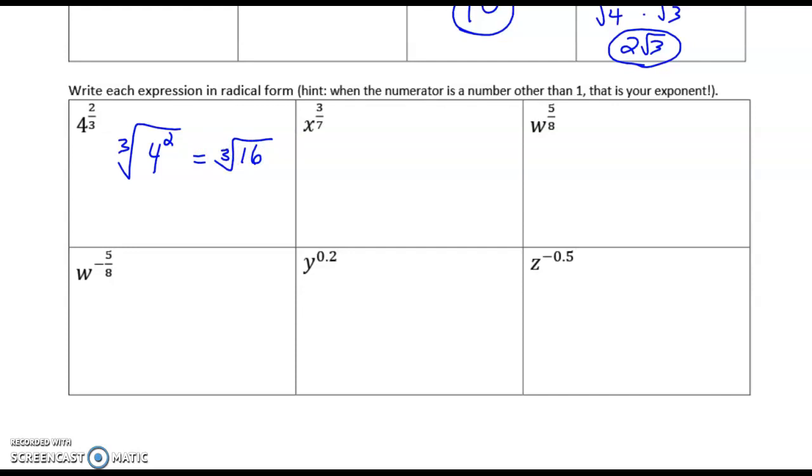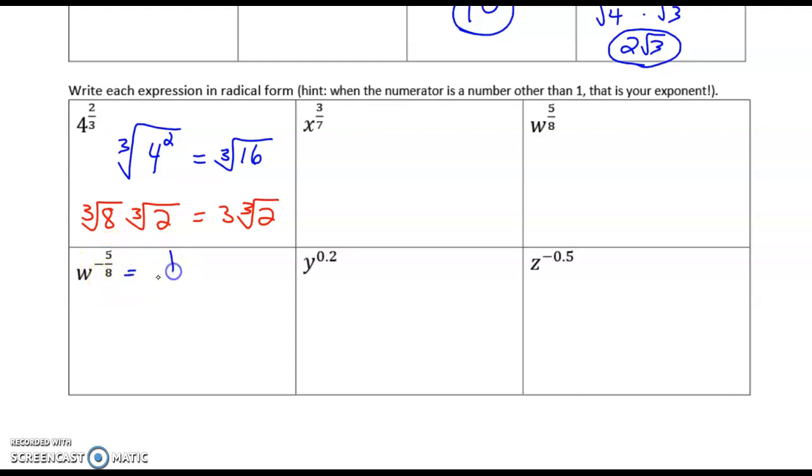If we wanted to go further, which the directions didn't necessarily say, we could break up the cubed root of 16 as the cubed root of 8 and the cubed root of 2. So it'd be 2 times the cubed root of 2. Okay, I'm going to jump down and do this one down here. W to the negative 5/8.